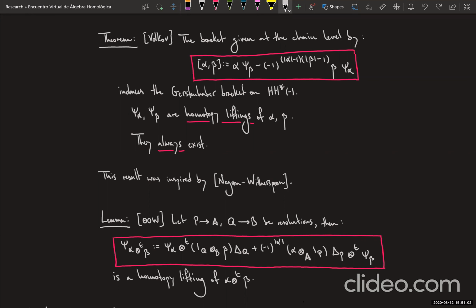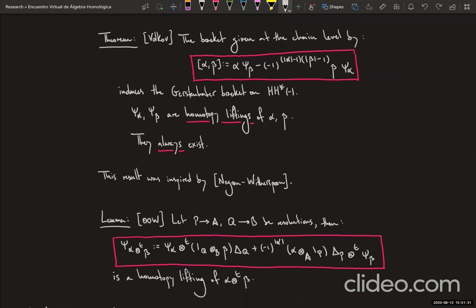The way that we proved this was just following the technical conditions by Volkov. You just check that every single condition that he requires for something to be a homotopy lifting is satisfied, and you need to play with Koszul signs. You need to play with certain isomorphisms of resolutions, but at the end of the day, it does work.